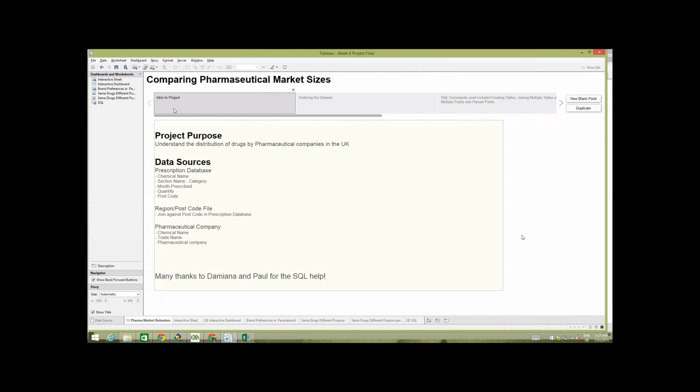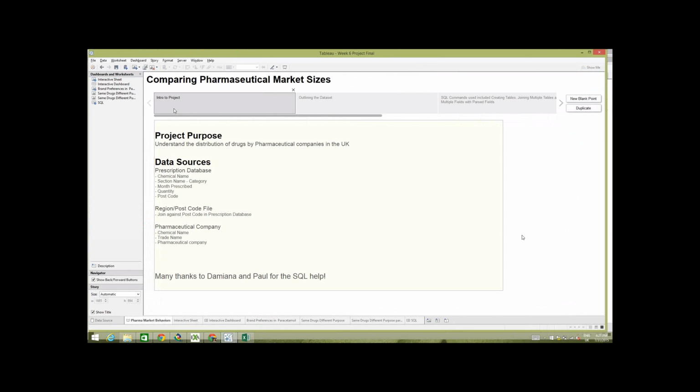So this week I spent a lot of time parsing data from web pages to pull out the chemical name with the trade name from the pharma company website, as well as trying to find a good combination that will help me aggregate from postcode to region. Lots of data prep this week.